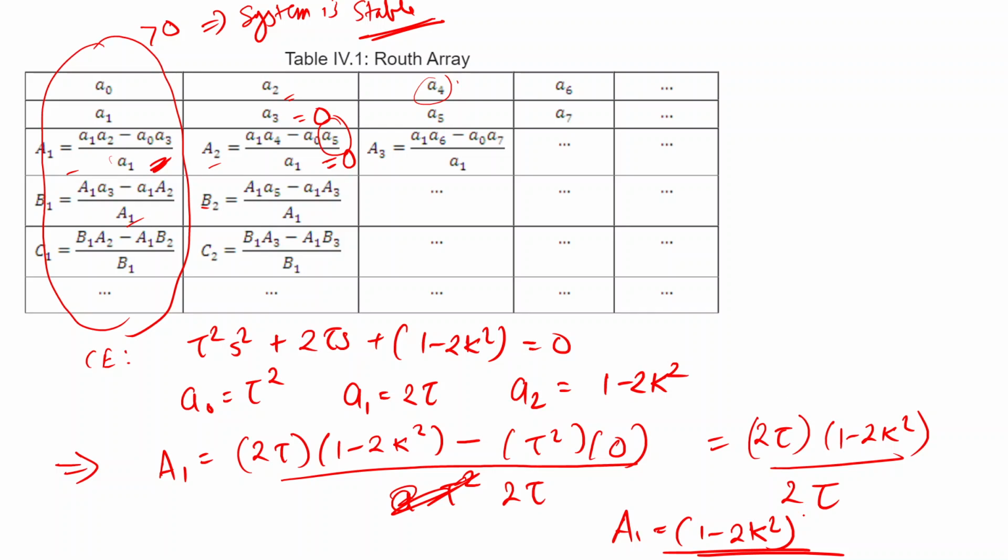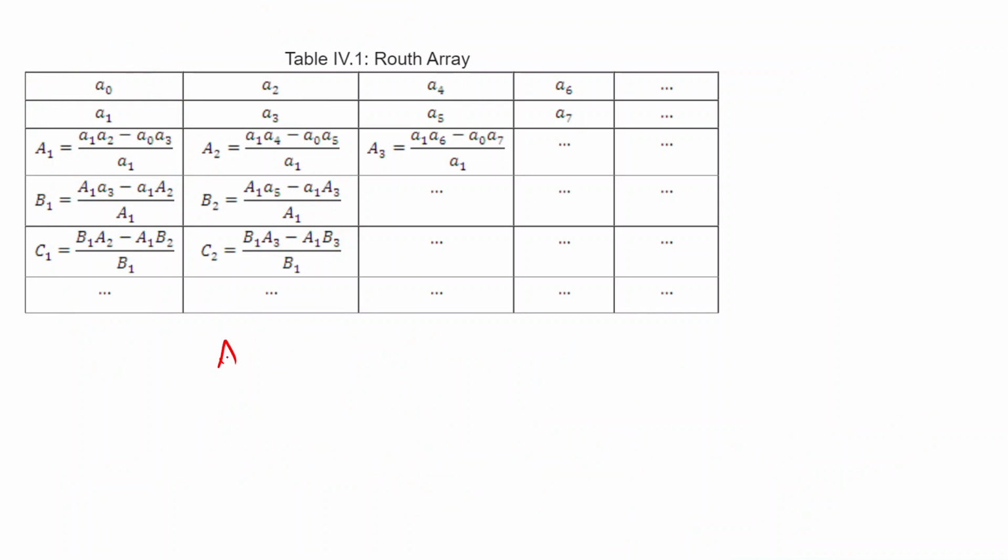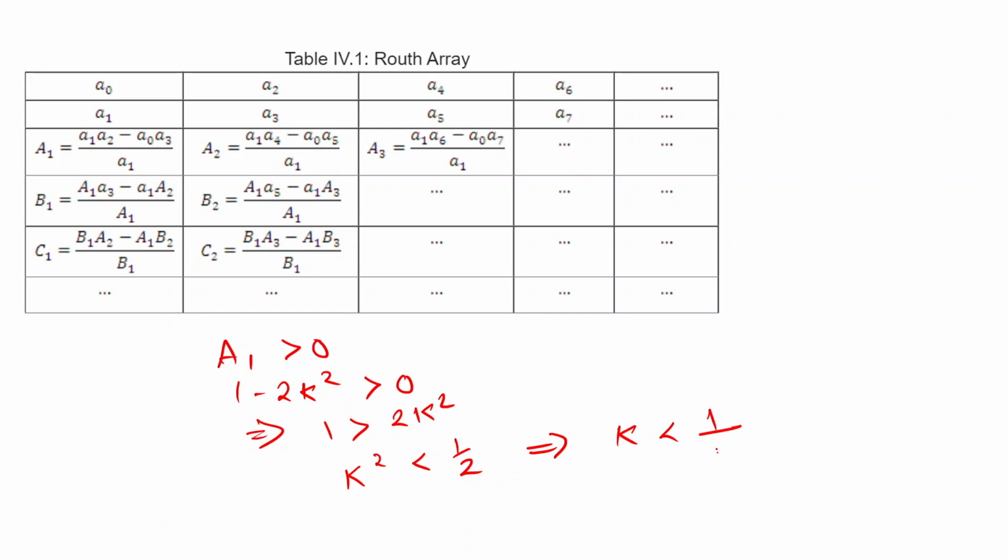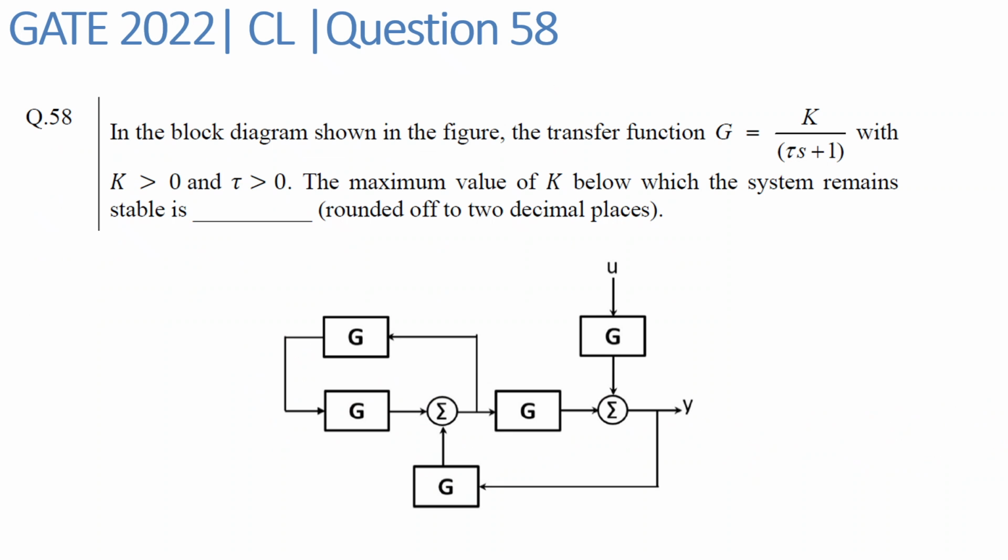We can just comment on the basis of these first three terms. So a naught is tau square, that will always be greater than 0. a1 is 2 tau, that will also be greater than 0, since we have been given that tau is greater than 0. And now for the system to be stable, capital A1 should also be greater than 0, that is 1 minus 2k square should also be greater than 0. So on the basis of this, we can write 1 is greater than 2k square, that is, k should be less than 1 upon root 2, that is k should be less than 0.707. So the final answer, we can report it as the maximum value of k below which the system remains stable is 0.70.